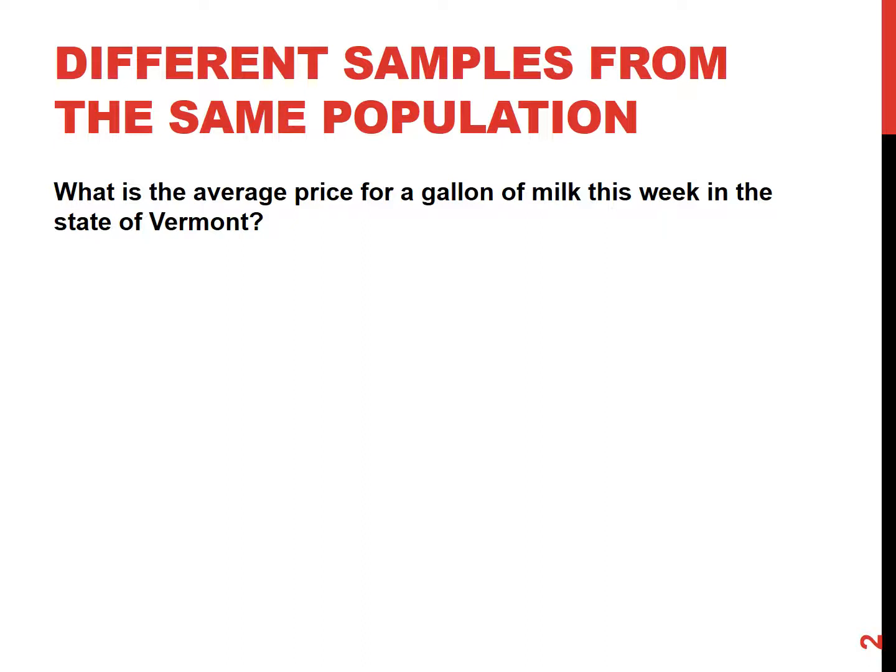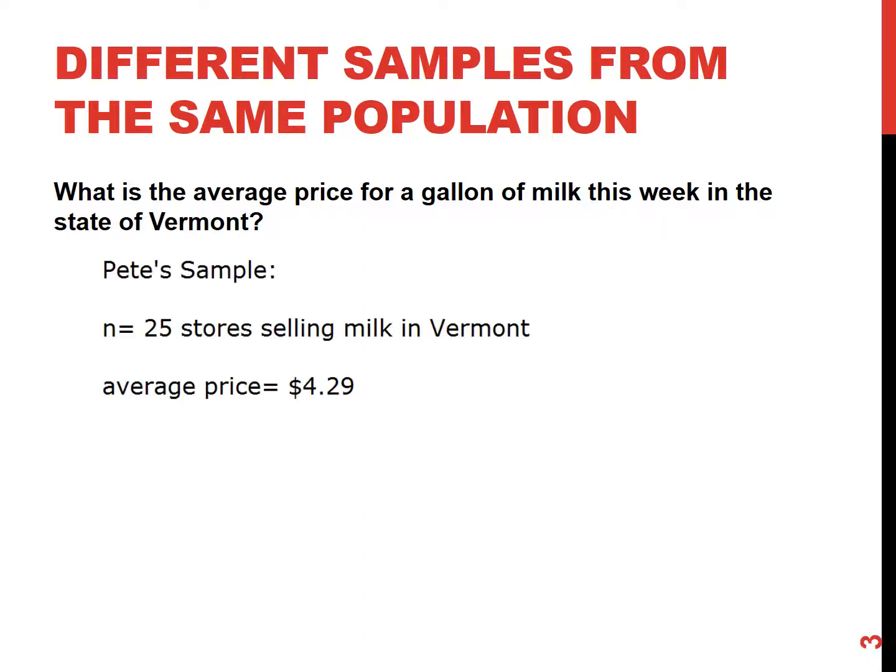For example, we have two people, Pete and June, who are both trying to answer the same research question. What is the average price for a gallon of milk this week in the state of Vermont? To try to answer this question, Pete takes a sample of 25 stores selling milk in the state of Vermont and finds that the average price per gallon is $4.29.